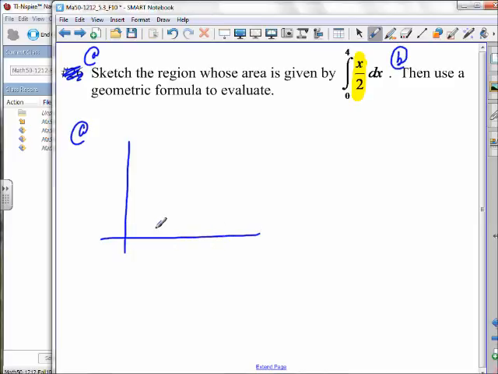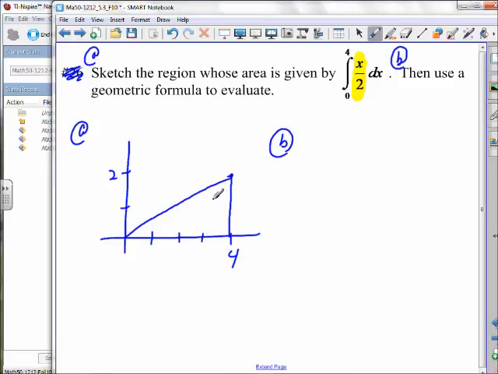Okay. So let's see. What is my interval? 0 to 4, okay, 1, 2, 3, 4. If I'm going to graph x divided by 2, that means that when the input is 4, the output is 2, okay? I mean, this is just a simple line that looks like that, okay? So this is the region that we're going to determine the area of. This is part A.